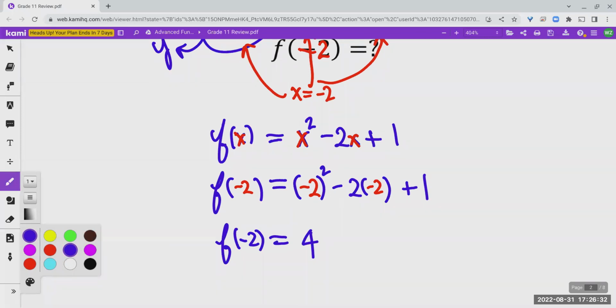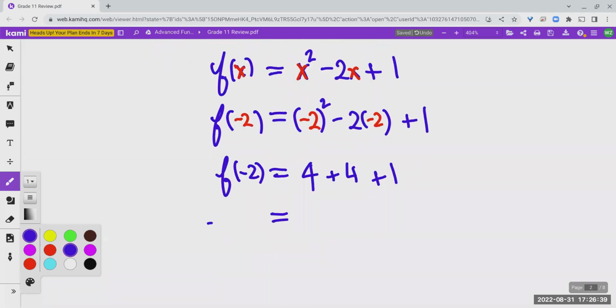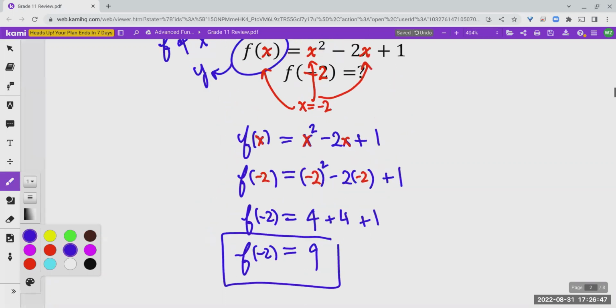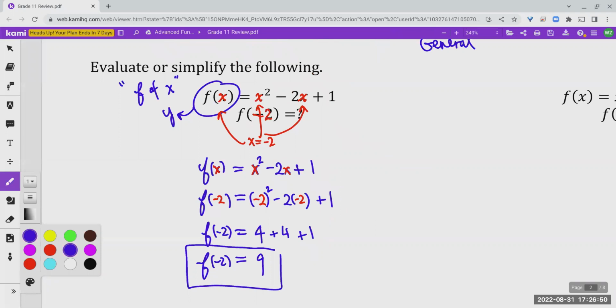Negative 2 times negative 2, that's another positive 4, plus 1. So f of negative 2 is just 4 plus 4 plus 1, which is 9. There it is, and that would be the solution. So that's the first one. All we have to do is substitute the number into your function.